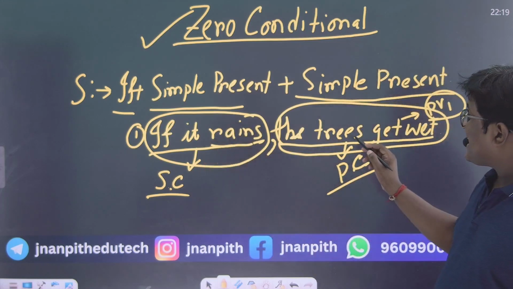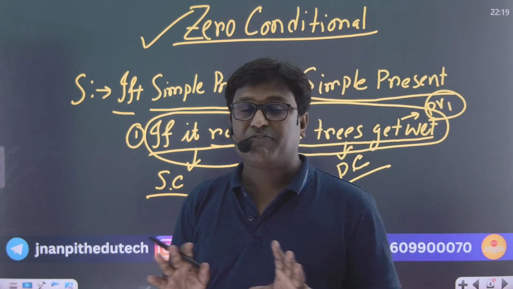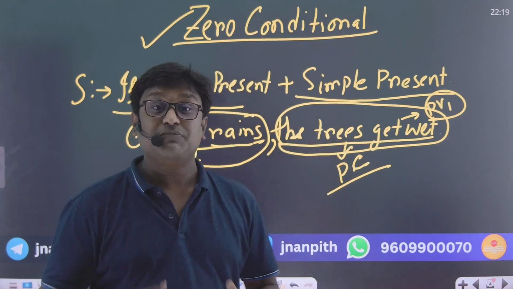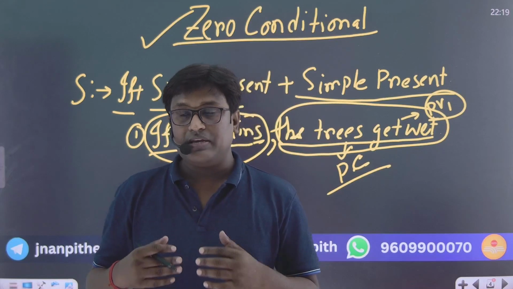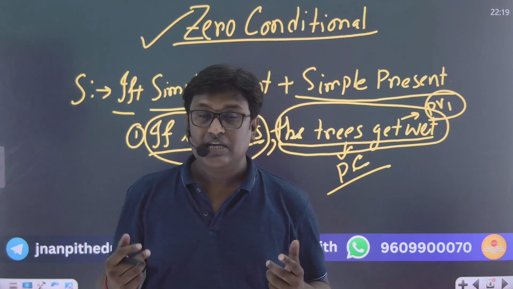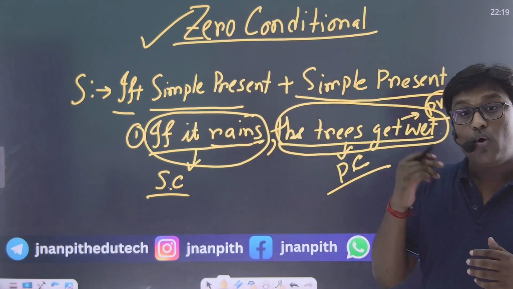But the second part, the trees get wet, does not need the if clause. If we write simply the trees get wet, it will be able to express its own meaning on its own merit. It does not need any part of the sentence or any clause to express its own meaning.